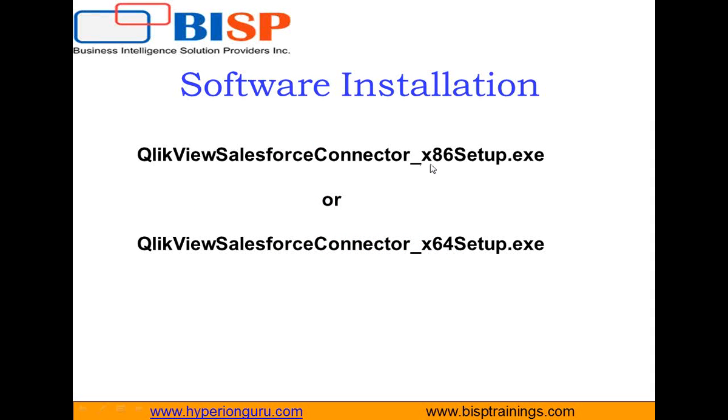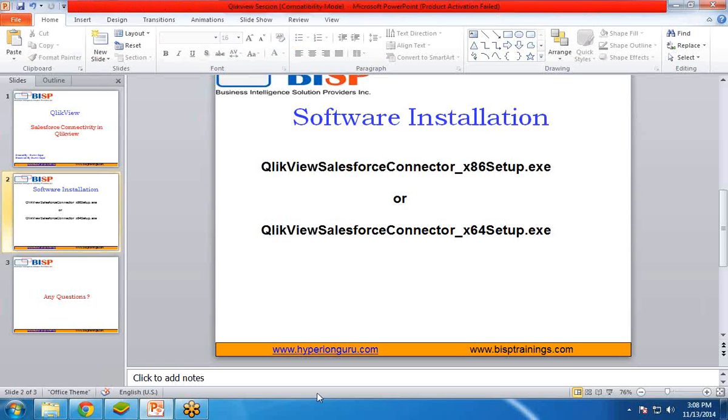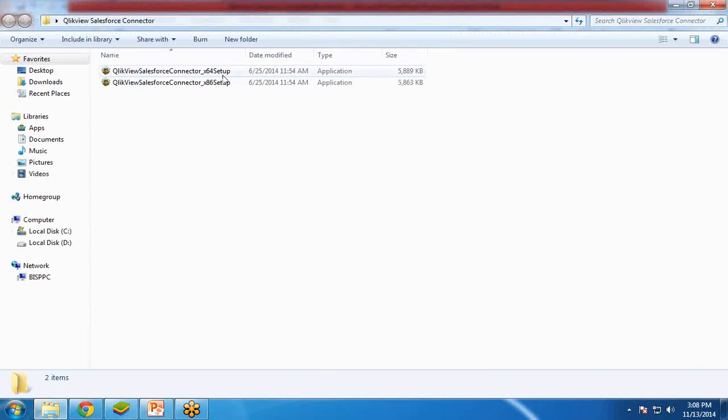So either you can go for x86 setup.exe or x64 setup.exe. If you are using a 64-bit operating system, you should download and install ClickView Salesforce connector x64 setup, or if you are using a 32-bit operating system, you should go for x86 setup.exe. In my case, I have already downloaded x86 setup.exe. So as you can see here, I have already downloaded it over here.